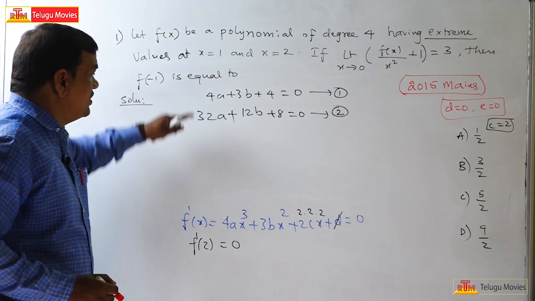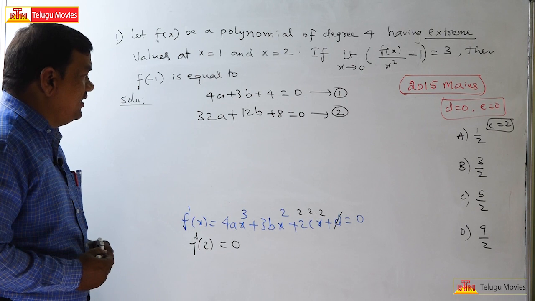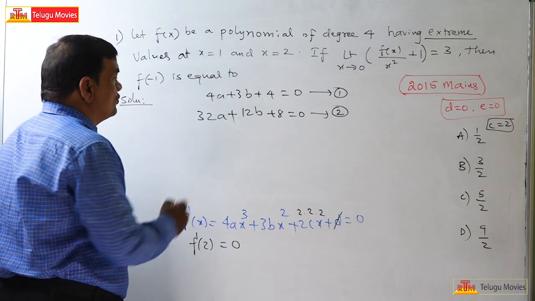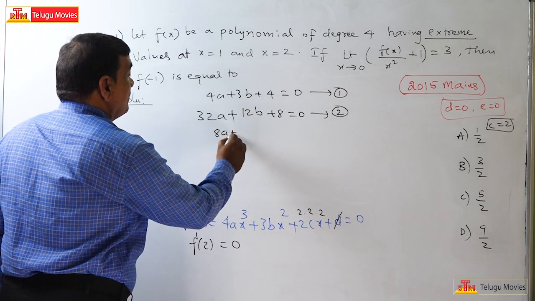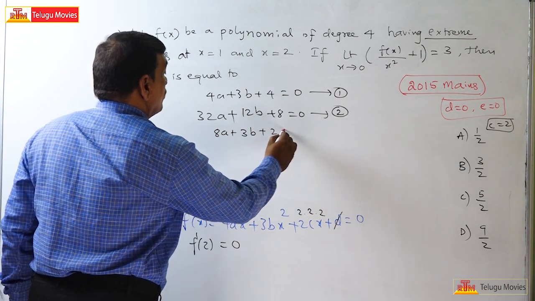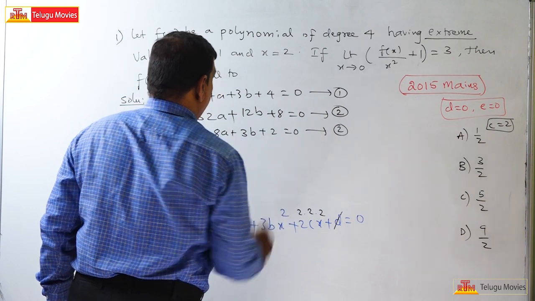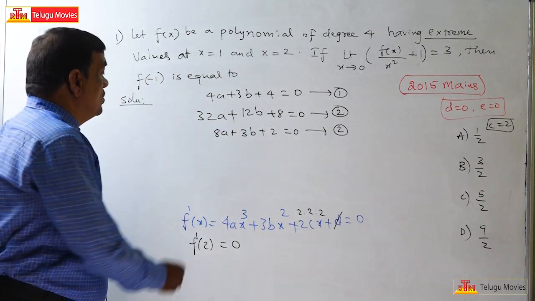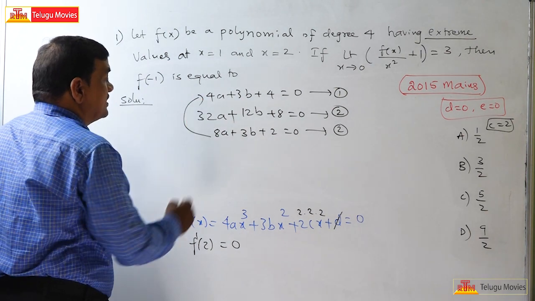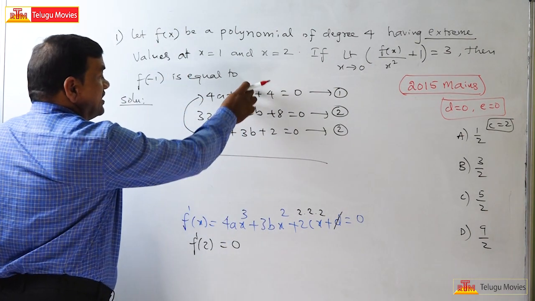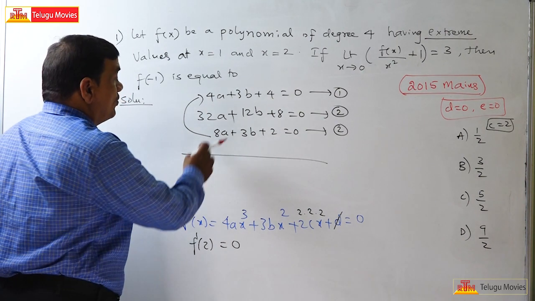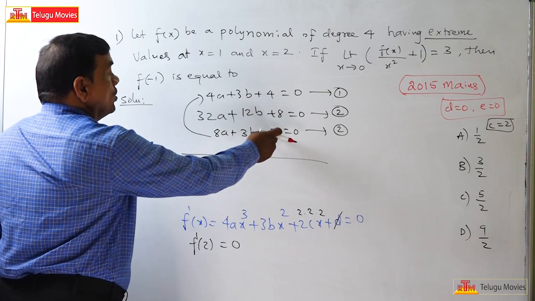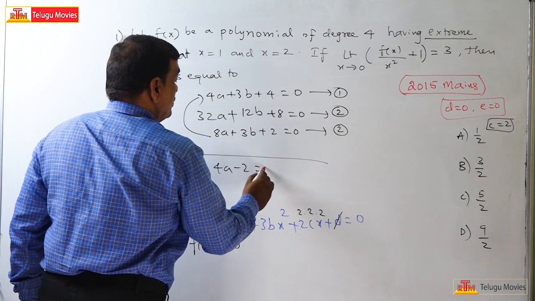Now let us solve these two equations. For the second equation you can divide with 4. So here 4 8s are, 4 3s are, 4 2s are. Call this as the second equation. Now let us solve these two equations. Let us subtract here. So here why? Because here 3b is there. So therefore 8a minus 4a, this is 4a, 2 minus 4 minus 2 is equal to 0.